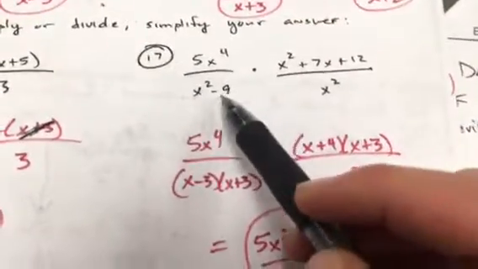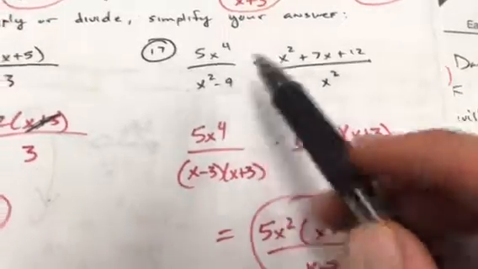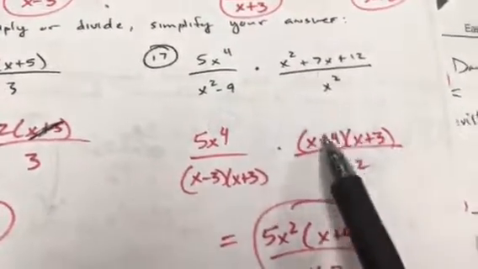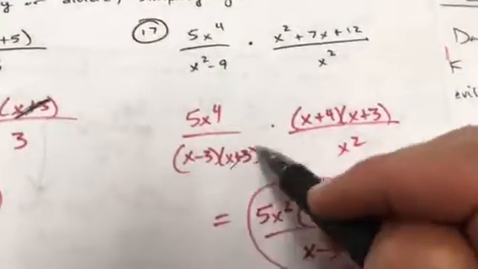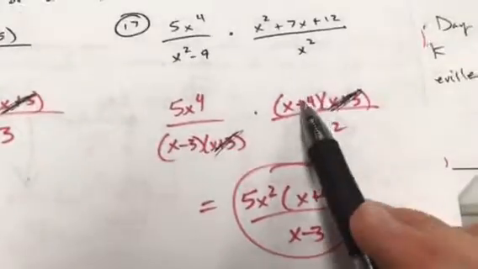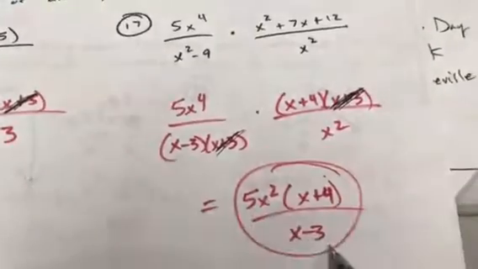This next one, difference of two perfect squares: x squared minus 9 factors to be x minus 3, x plus 3. What multiplies to 12 and adds to 7? x plus 4, x plus 3. So that cancels, that cancels. x plus 4 is going to remain up top. x minus 3 is going to stay down below.